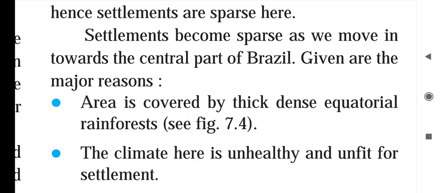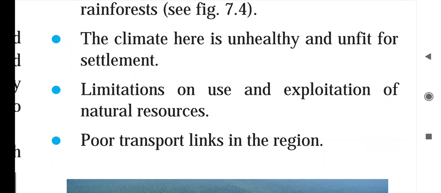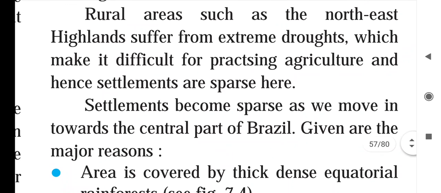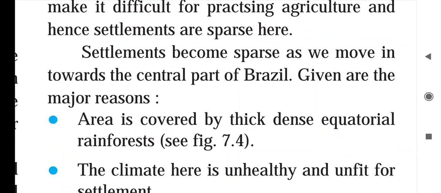That climate is also not good, people often fall ill here. There are limitations on the use and exploitation of the natural resources, so due to that people do not live in that region. Poor transport links in this region, so all these are the reasons for dispersed settlement in the equatorial areas.